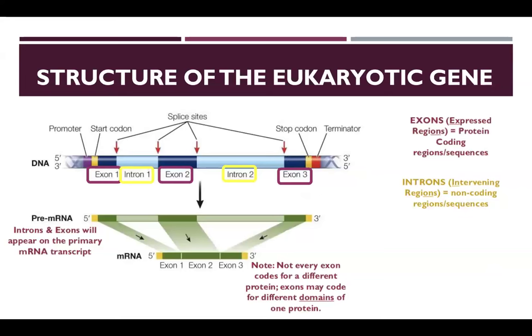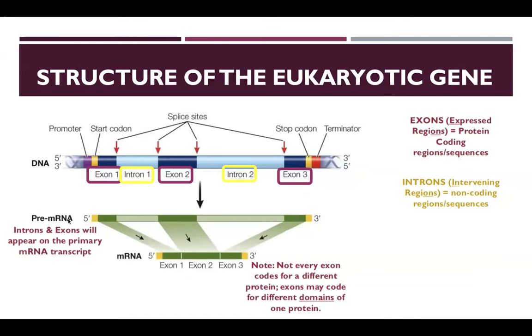So this is the structure of your eukaryotic genes. You have exons, which are expressed regions. These are your protein coding regions and sequences. Then you have your introns. Introns are non-coding regions and sequences. Introns are not expressed. So introns and exons will appear on the primary mRNA transcript.